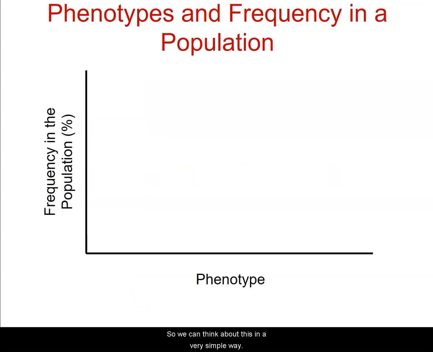So we can think about this in a very simple way. Looking at these axes here, on the y-axis we see frequency of individuals within a population, and on the x-axis is a range of phenotypes. Remember what a phenotype is. A phenotype is a physical manifestation of a genotype. So what an organism looks like, what its behavior is, etc. But a phenotype has a source in the DNA.